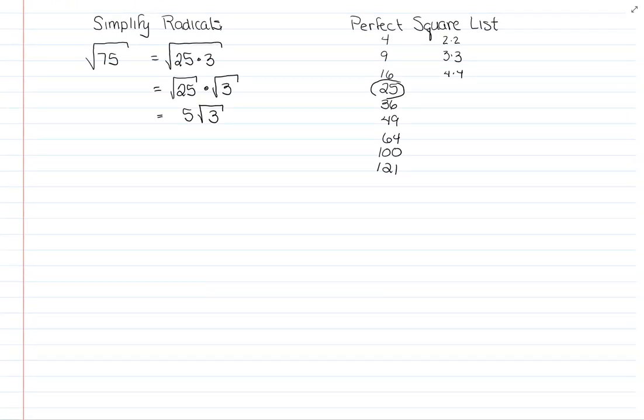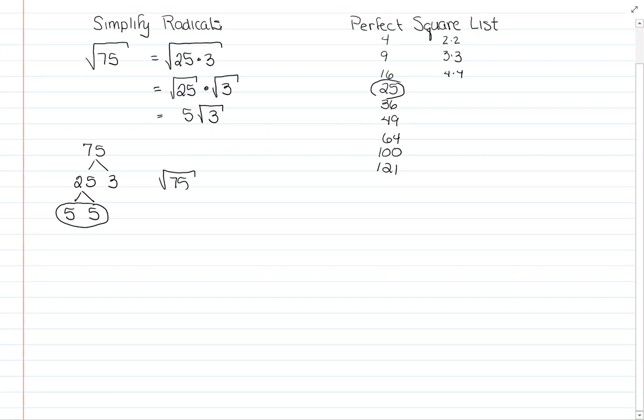The other way you could do this is the pair method, where you break it down using the factor tree. 75 is 25 times 3. 25 is 5 times 5, and you've broken it down to its prime numbers. Then anywhere you have a pair of primes, you circle it, and that's the number that comes out. So for the square root of 75, I have a pair of 5s. The 5 comes out. The 3 at the end of the branch is left over, under the radical.